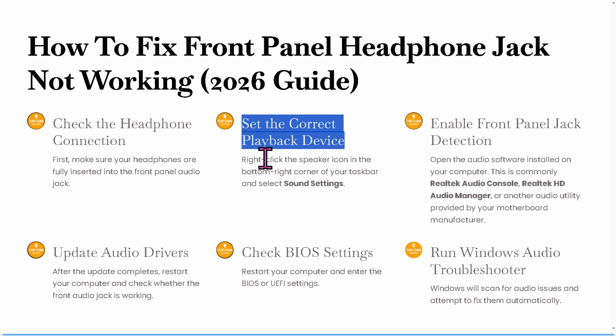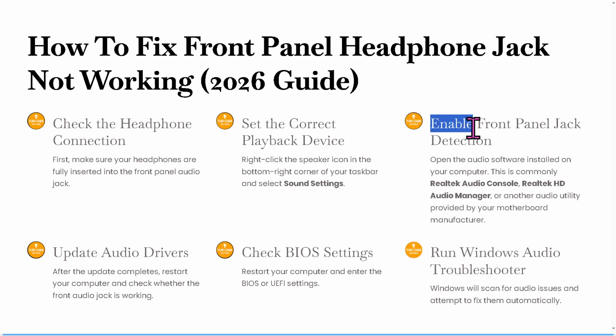Right-click the speaker icon in the bottom right corner of your taskbar and select Sound Settings. Under Output, make sure your headphones are selected as the active playback device. If multiple audio devices are listed, choose your headphones and test the audio again. And remember to enable the front panel jack detection.